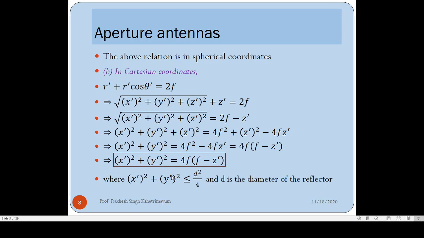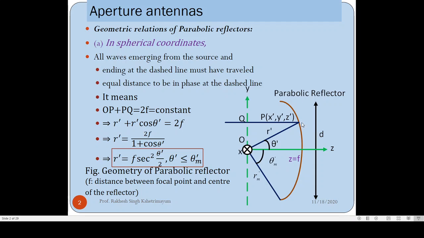The same relation we have considered for the parabolic reflector in spherical coordinates can again be changed into Cartesian coordinates. So you have the relation r dash plus r dash cos theta dash is equal to 2f. So what is r dash? R dash is the location P here. This P location here from the origin, how much is the distance? That is r dash. So this is x dash, y dash, z dash. This is 0, 0, 0.